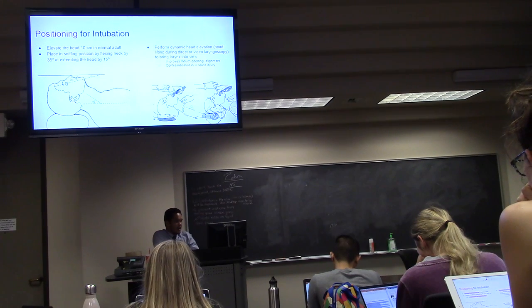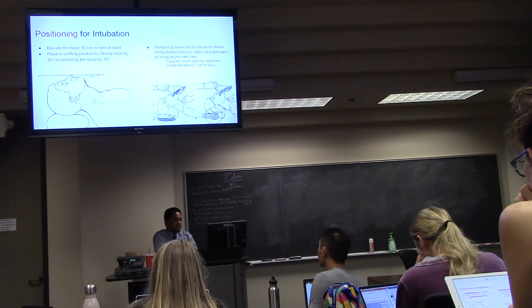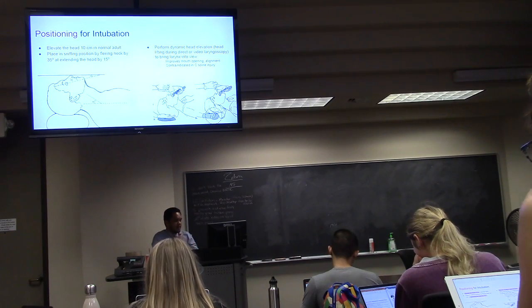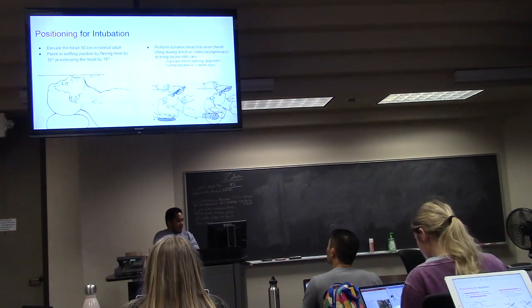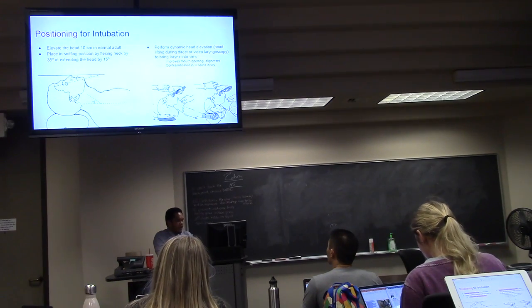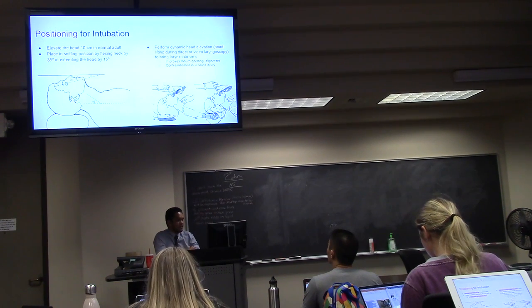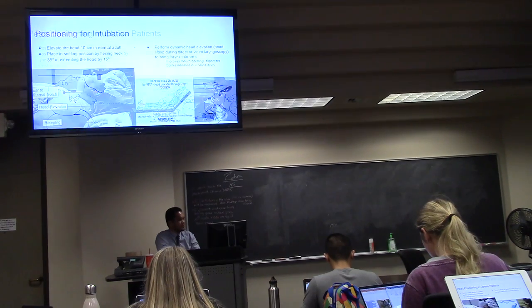And then in this cartoon, the assistant will sometimes help you with what's called external laryngeal manipulation, basically trying to manipulate the larynx so that you can see it. But the most important thing is that you have to have something behind their head. Otherwise, you're going to try to traumatize their airway, trying to crank that laryngoscope without ever seeing the larynx. Very important.